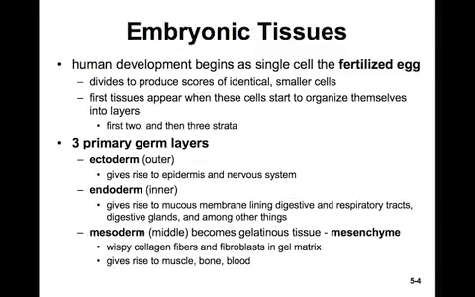Ectoderm is the outer layer. Ecto, the root meaning outside, and it gives rise to the epidermis and the nervous system. Endoderm, endo as in inside, is the inside layer, and it's going to give rise to the mucous membranes and linings of digestive and respiratory tracts, the digestive glands, and many other things. In between these 2 layers, you'll find the mesoderm. Mesoderm means middle, becomes a gelatinous tissue called mesenchyme, which has wispy collagen fibers and fibroblasts in a gel matrix. This will eventually give rise to the muscle, bone, and blood.